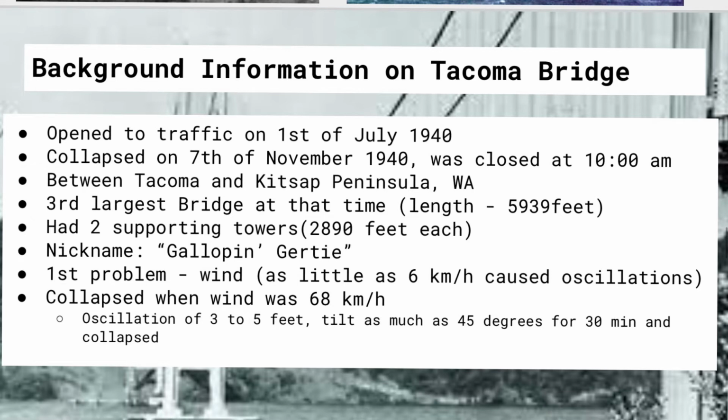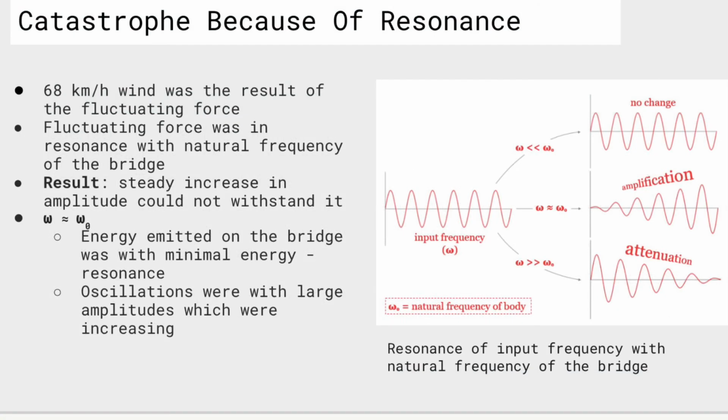The problem was the wind, as a wind of 6 kilometers per hour could produce oscillations. When it collapsed, the wind was 68 kilometers per hour, and the oscillations were 3 to 5 feet, and tilted for 45 degrees, which continued for 30 minutes before it collapsed in half. At that time, it was the third largest bridge, length of which was 5,939 feet, and it had two supporting towers, each 2,890 feet. Now we will analyze how the resonance played its role in the destruction of a bridge.